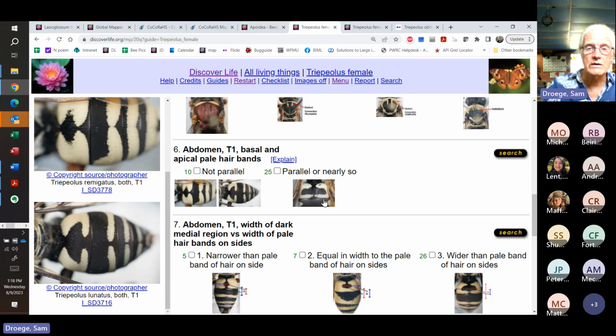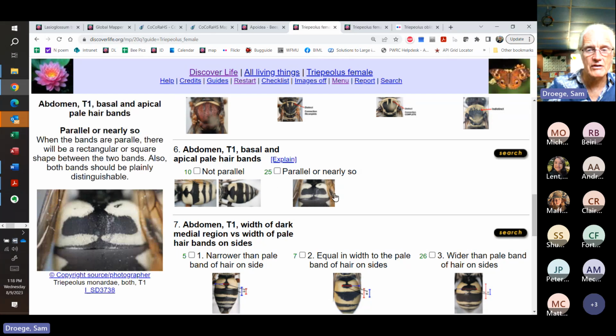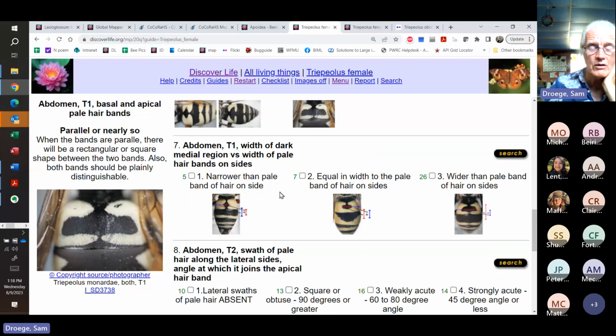You see 10 and 25. So many of them could be classified as having parallel boundaries, I guess maybe would be the word, to this dark internal edged area. And so the choice there will help narrow things down again. And then the question is, what's the width of this dark area compared to the width of the bands of white hairs on the lateral sides?